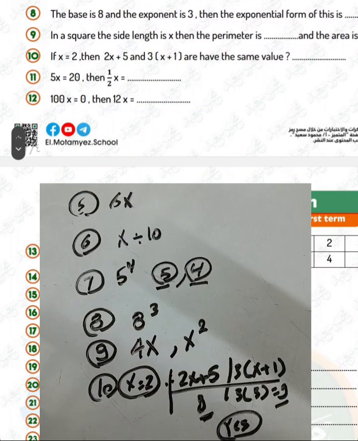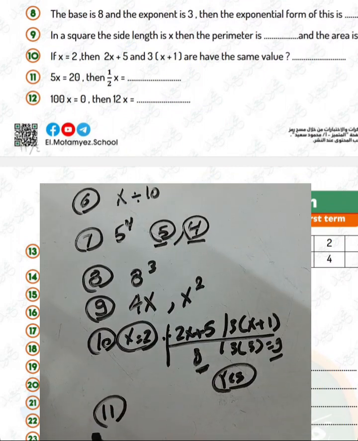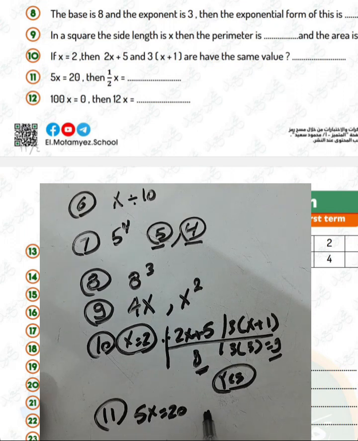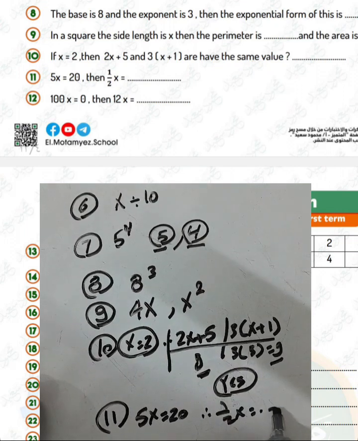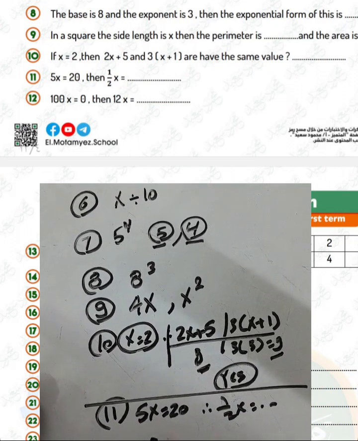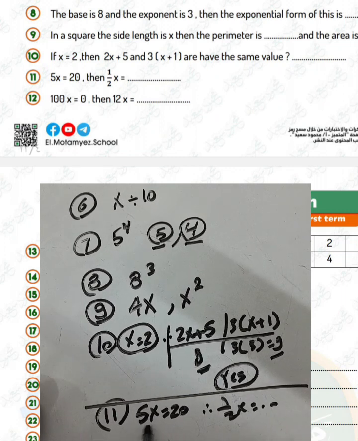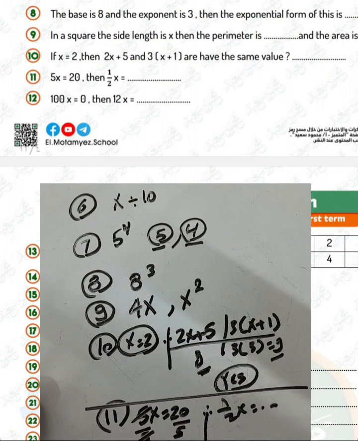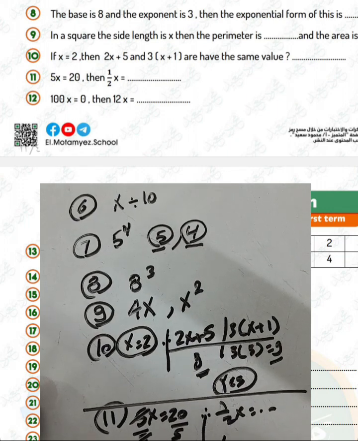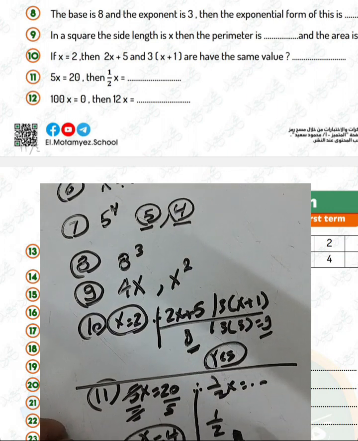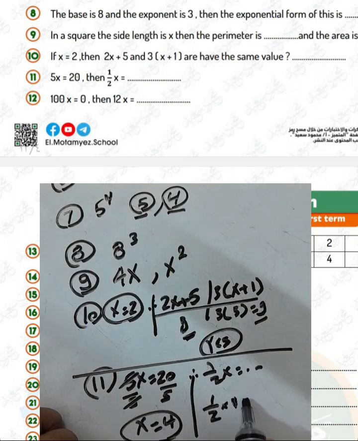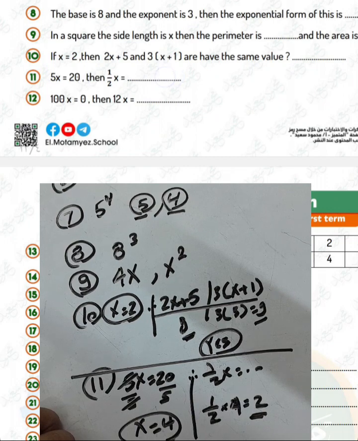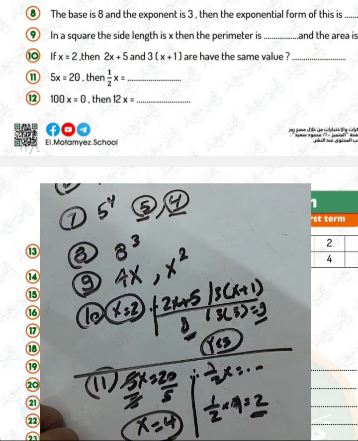Question number 11. 5x equals 20. Then half x equals space. We know 5x equals 20. You can find the value of x by dividing by the coefficient 5. Divided by 5, x will be equal to 4. He wants to find half the value of x. The value of x equals 4, then half of 4 will be equal to 2. Then we must write here in the space, write 2 here. Okay, this part.